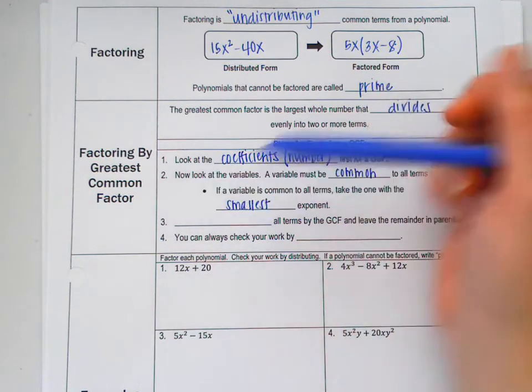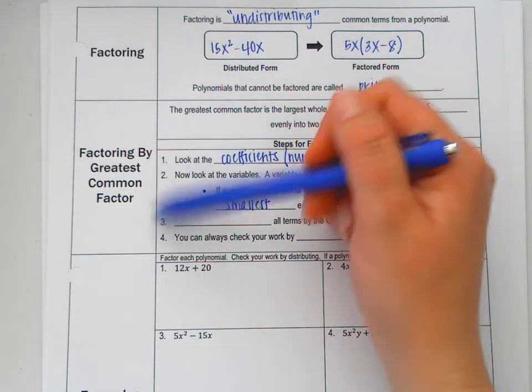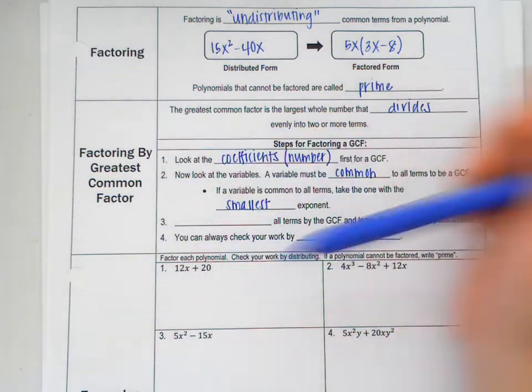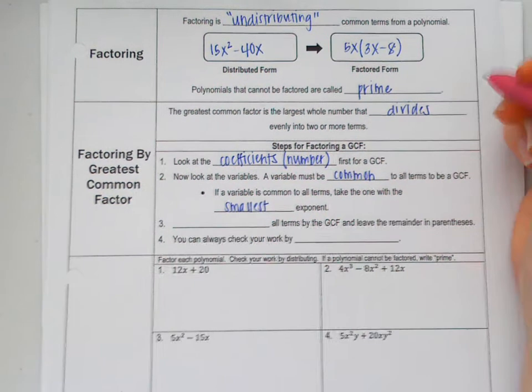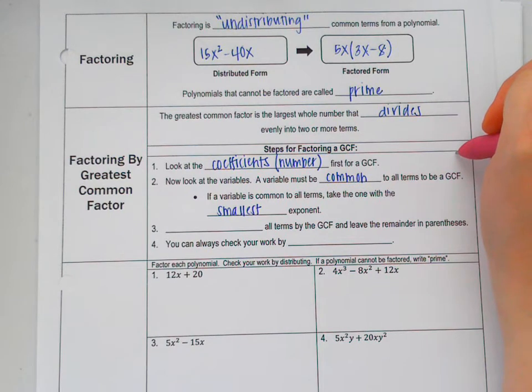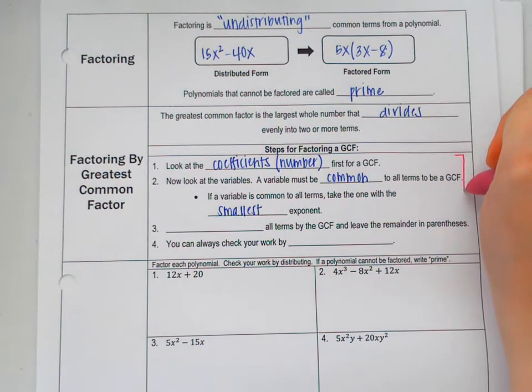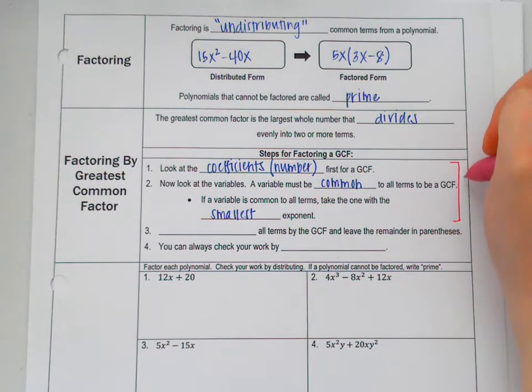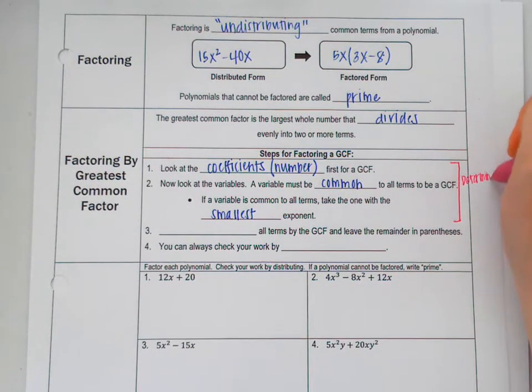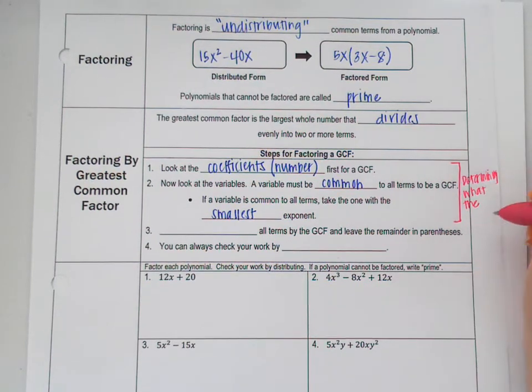Then what you do, once this is basically you figuring out what the GCF is, we can kind of write that in actually. So these first two steps are you determining what the GCF is.